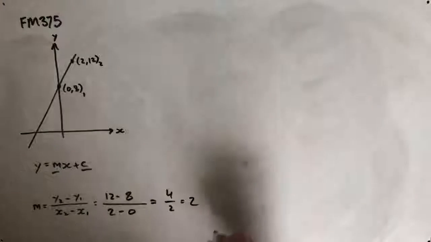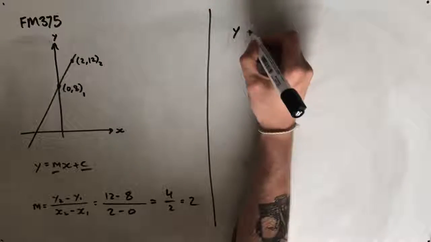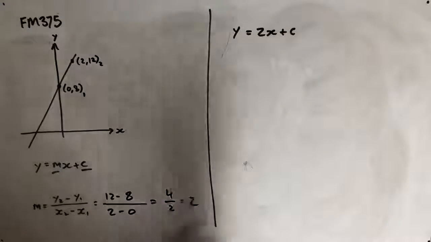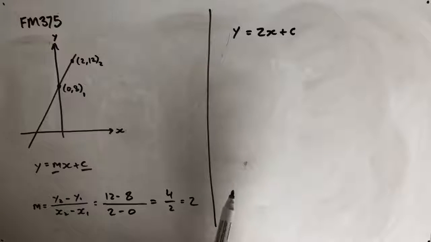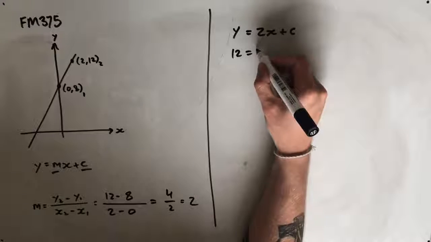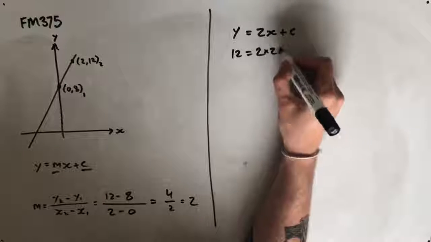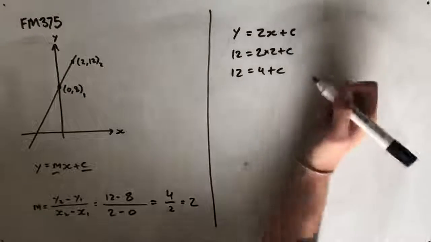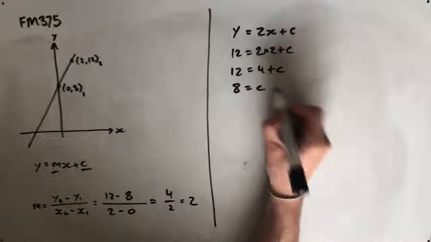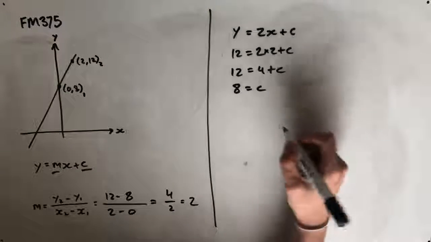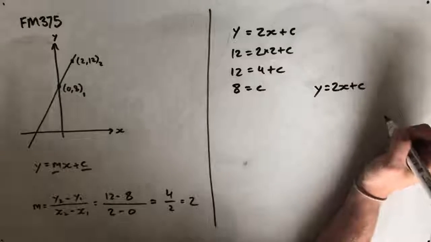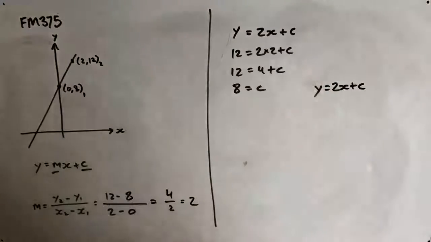So now I know that my equation so far is y equals 2x plus c. From here, I'm going to substitute one of my coordinates in. I'm going to substitute the second coordinate in, so I end up with 12 is equal to 2 times 2 plus c. 12 is equal to 4 plus c. Subtracting 4 from both sides, I end up with 8 equals c. So I now know that the equation of my line is going to be y equals 2x plus 8, substituting this value back in.